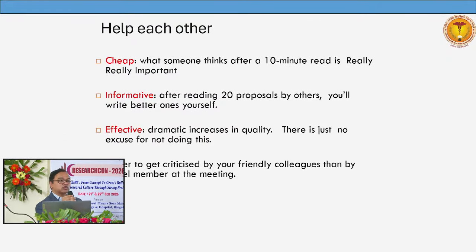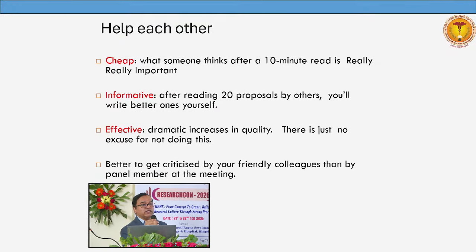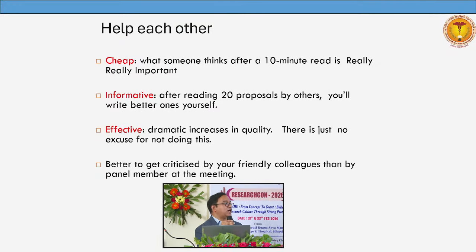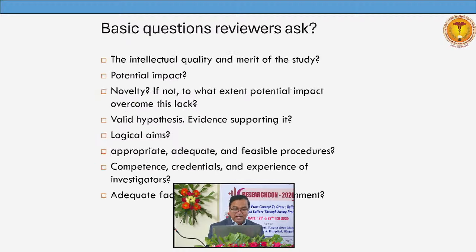In most institutes, it is the common pattern that if they are applying for funding to any funding organization, they usually discuss or have a presentation in the department before submission of the proposal. That is nothing but doing the peer assessment. And the last slide.